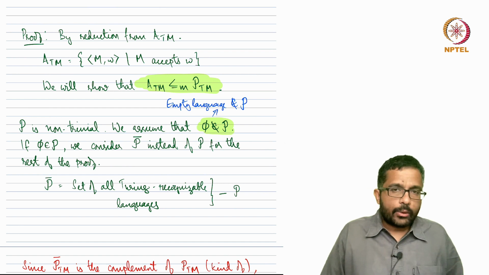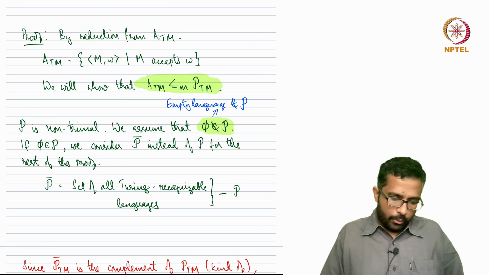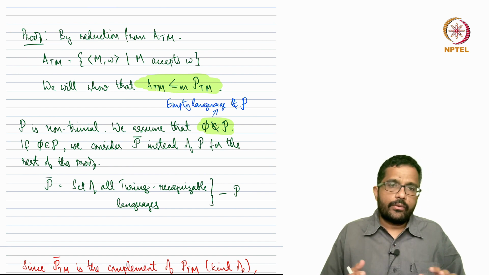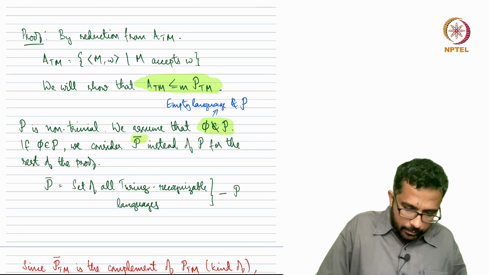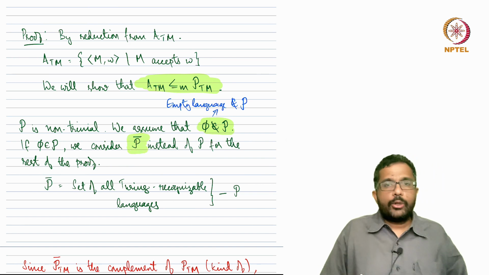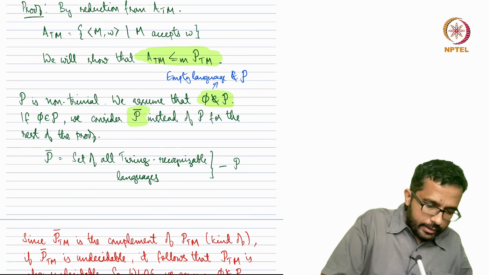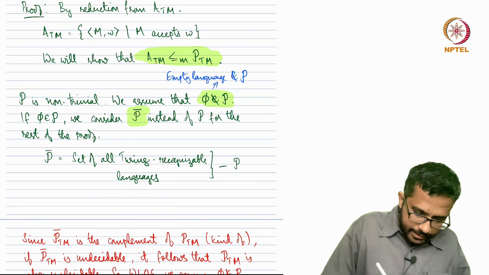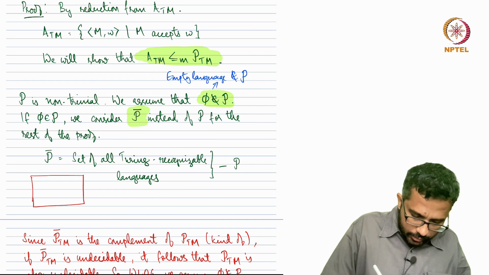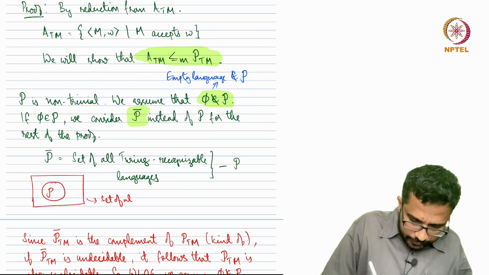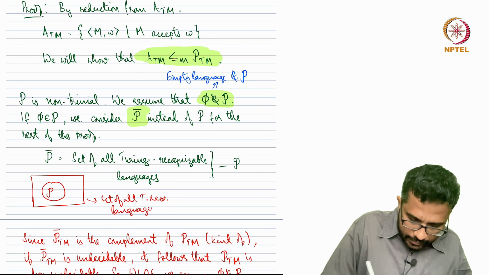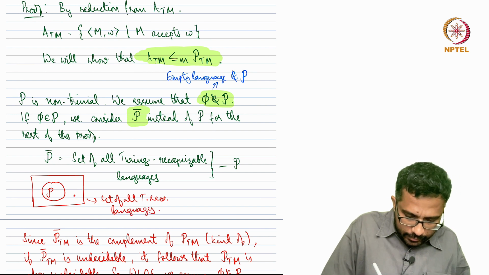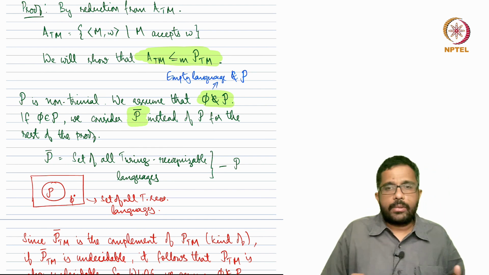Suppose the empty language was in the property. Now what we can do is take the complement of this property. When I say complement, I am talking about P complement, which means you take the set of all Turing recognizable languages minus P. So suppose this is P, and this is the set of all Turing recognizable languages. If the empty language is here, then we can consider P complement.